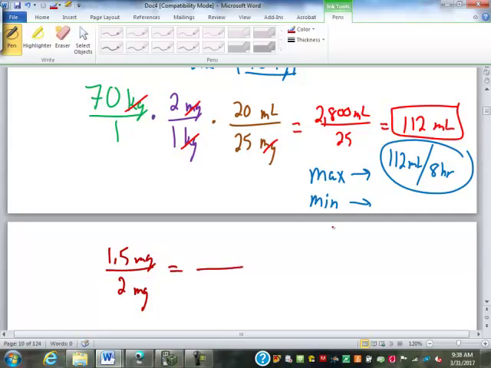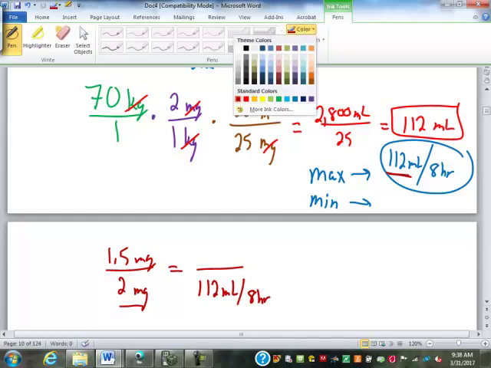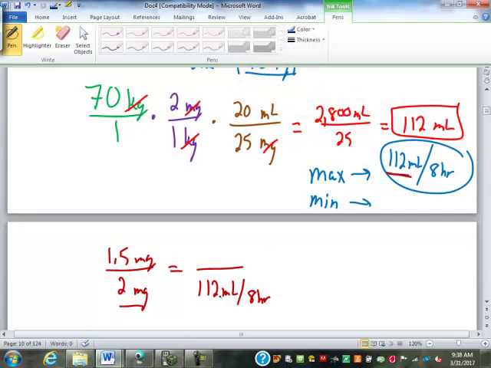But when we calculated the 112, which one did we use? We used the 2. So we put the 2 on bottom with the 112, and now we cross multiply and divide. So 1.5 times 112 divided by the 2.